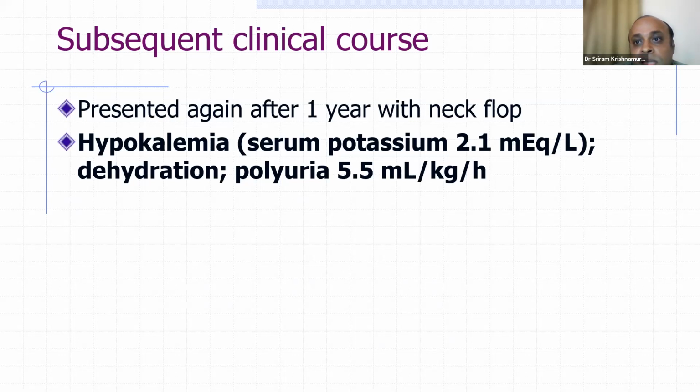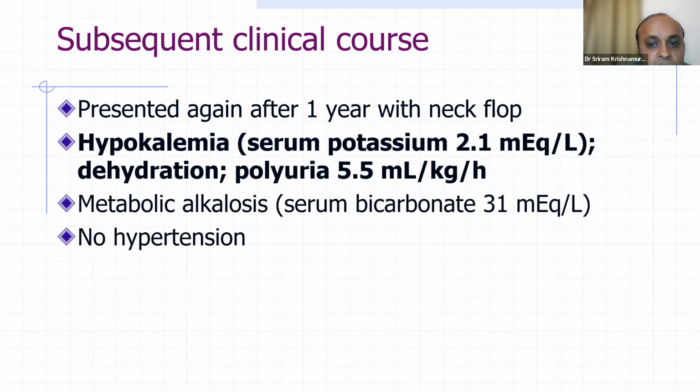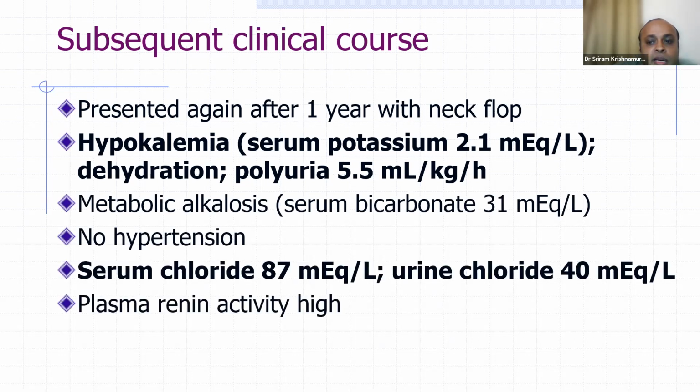Subsequently, what we noticed is at the end of 1 year, when he returned, he had presented with a neck flop. At this juncture, the child who never had a hypokalemia and on the contrary had hypernatremia originally, was now found to have a hypokalemia with potassium of 2.1 only, and there was dehydration with polyuria. At this juncture, we found him to have metabolic alkalosis with bicarbonate levels being 31 milliequivalents per liter, and there was no hypertension. So we did a urinary chloride, which was high, and the serum chloride was low. We did a plasma renin activity, high.